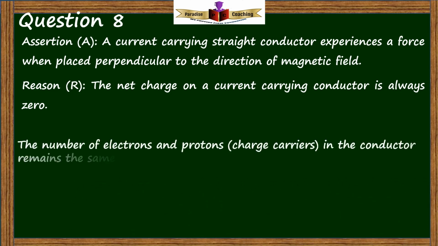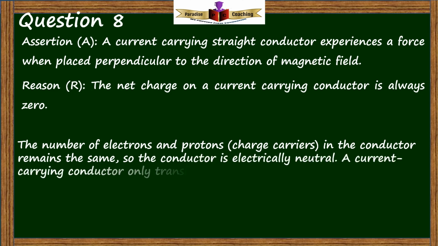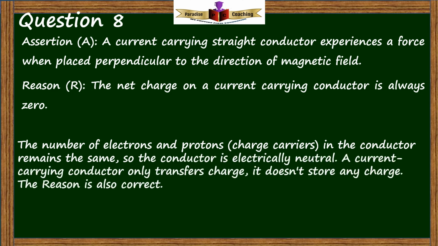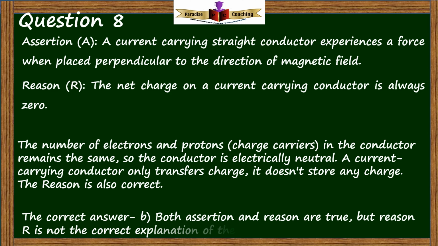The number of electrons and protons, the charge carriers, in the conductor remains the same, so the conductor is electrically neutral. A current-carrying conductor only transfers charge. It doesn't store any charge. The reason is also correct. The correct answer is B. Both assertion and reason are true, but reason R is not the correct explanation of the assertion.